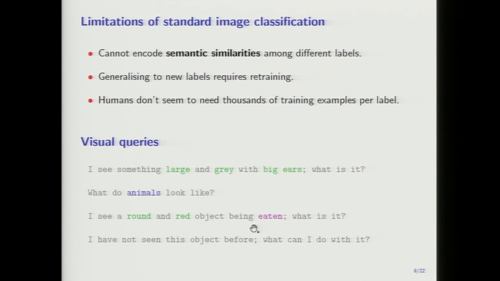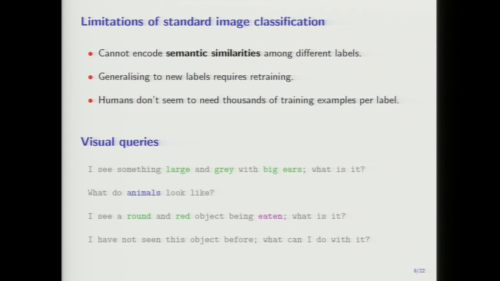And this ties to some work I did in a robotics group a few years ago. They were also interested in actions that can be performed with different objects. So I see a round and red object being eaten. What could it be? Or I have not seen this object before, so this is the zero-shot learning case. What can I do with it? Again, if I can somehow recognize features of this object and link them to features of objects that I have seen before, maybe there's a relation in the actions that I can perform.